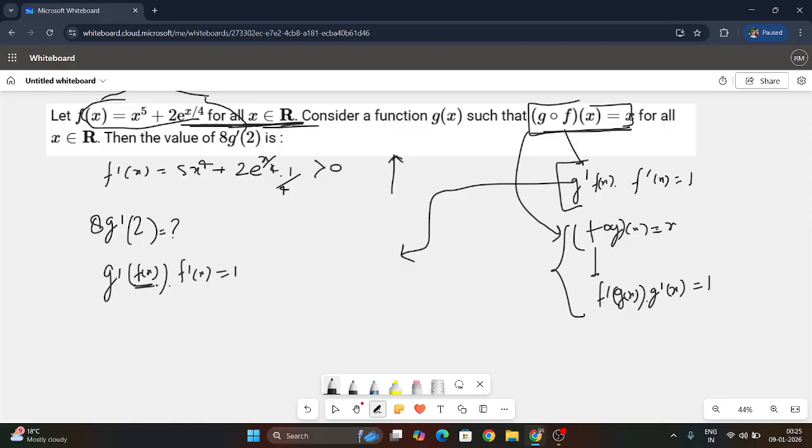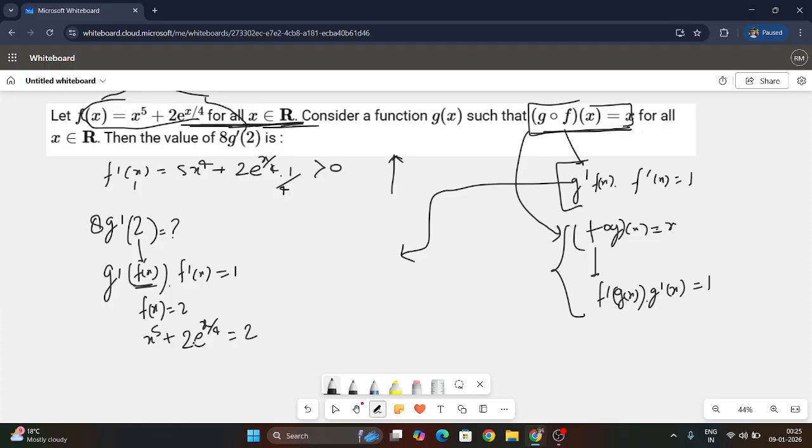And what should be the value of f(x)? According to this, f(x) should be 2. So f(x) is equal to 2 gives g'(2). So g'(f(x)) is g'(2), with f(x) equal to 2. And what is f(x)? f(x) is x^5 + 2e^(x/4). Let's write that here, and you will get x^5 + 2e^(x/4) equal to 2.